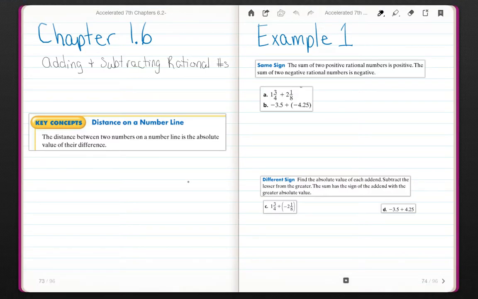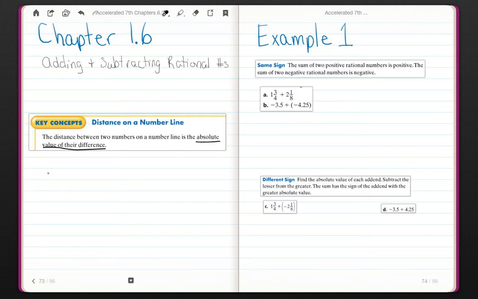Chapter 1.6, Adding and Subtracting Rational Numbers. So, thinking about distance on a number line, the distance between two numbers on a number line is the absolute value of their difference. So, absolute value of their difference. Okay, we'll come back to that in a minute.